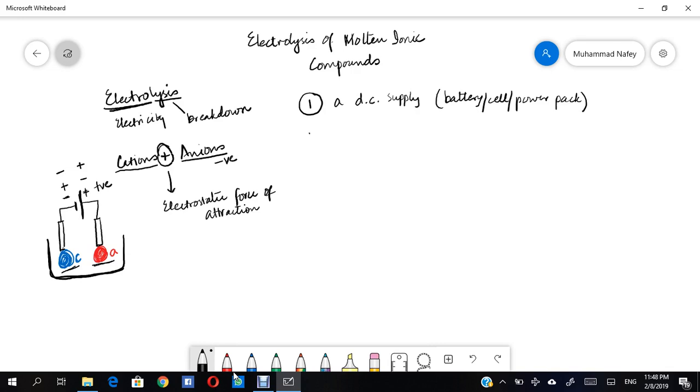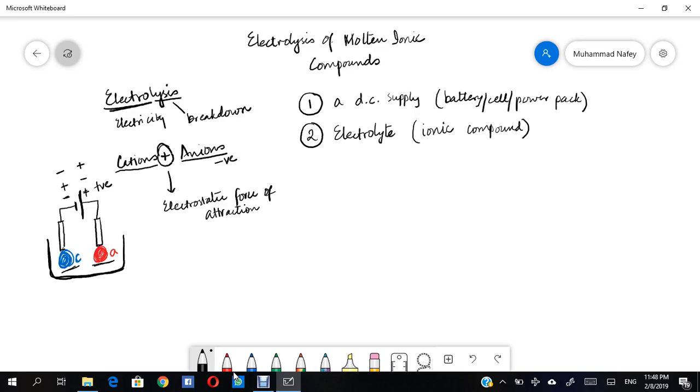The second requirement of electrolysis was an electrolyte. And the electrolyte is basically the ionic compound that we want to break into its constituent cations and anions. Now remember this: at the end of electrolysis, we won't be getting cations and anions. Instead, we would actually be getting the elements, the parent elements of the cations and the anions. And we'll see that in this very video, inshallah.